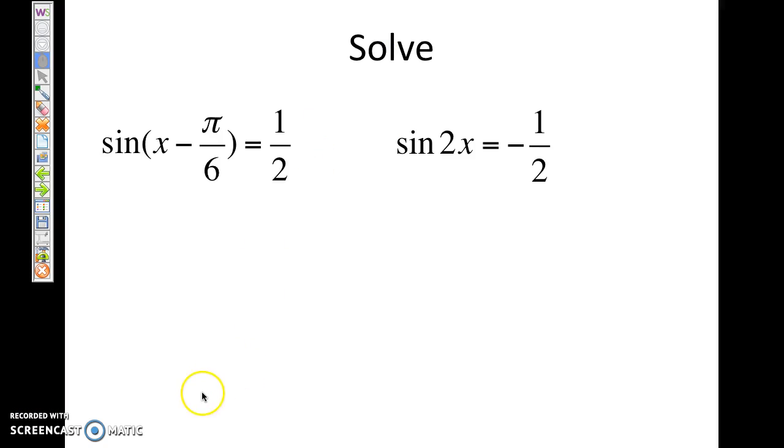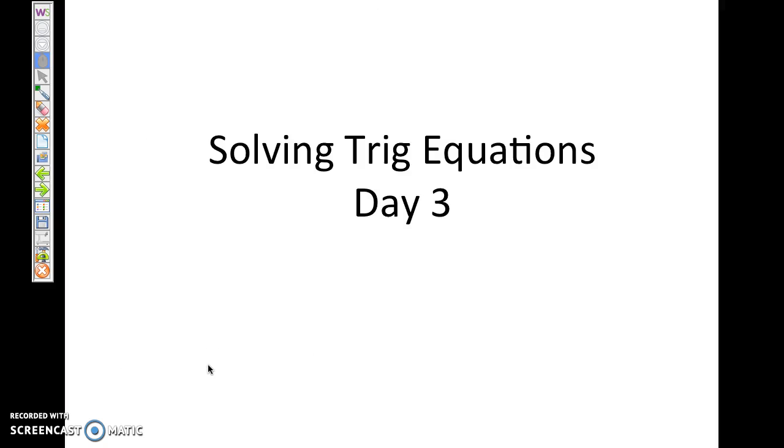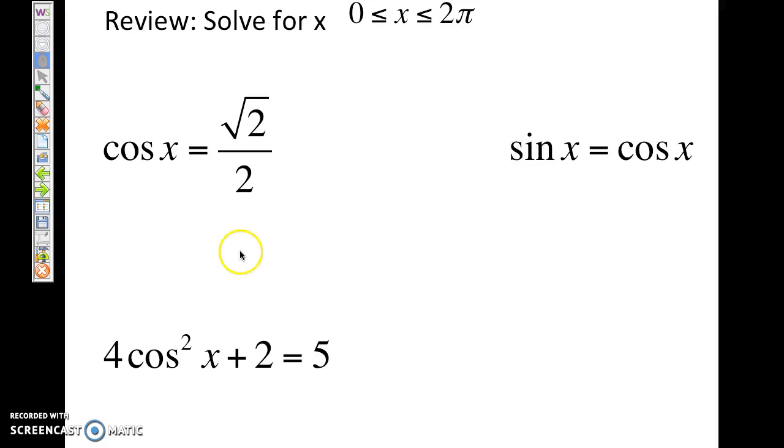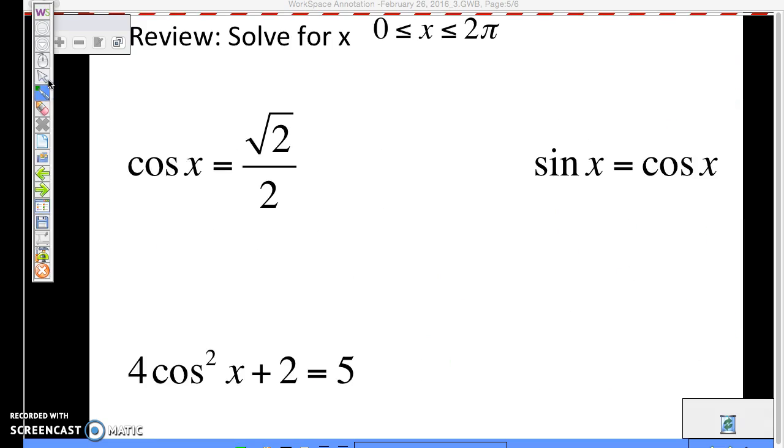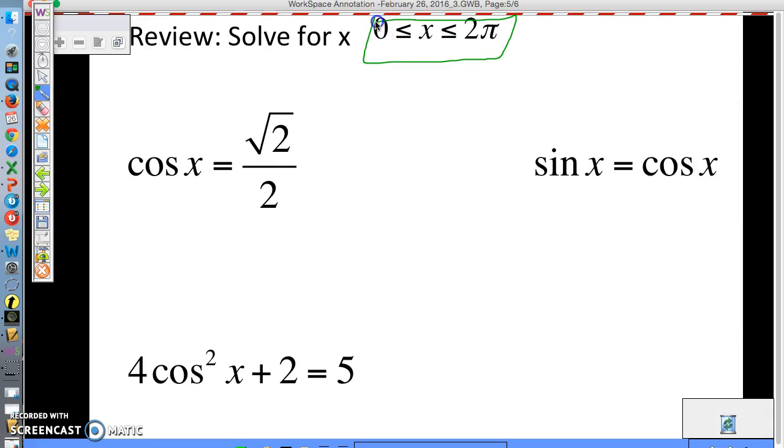So today, let's see if we can go back. We're going to take a look at day 3 here. We're going to start with a review of what we've done before. And notice our answers need to be in radians. So where is our cosine root 2 over 2?